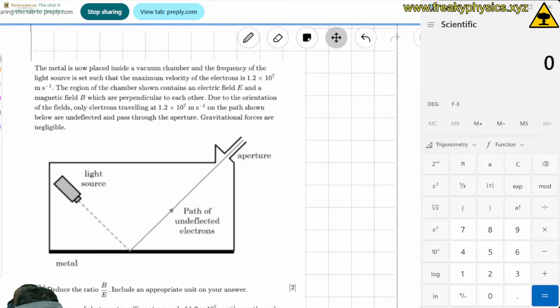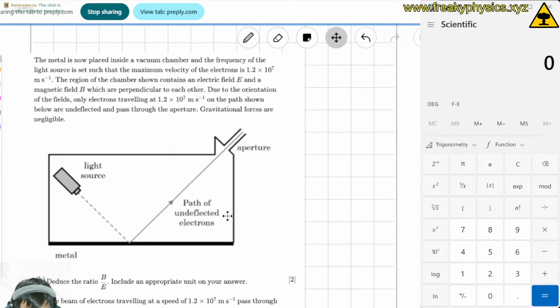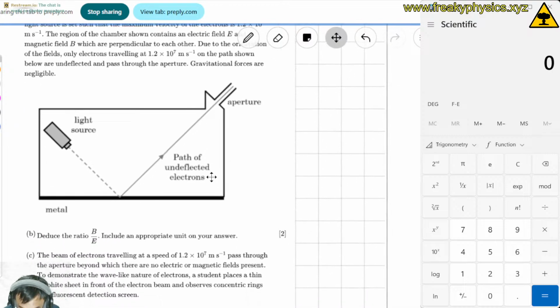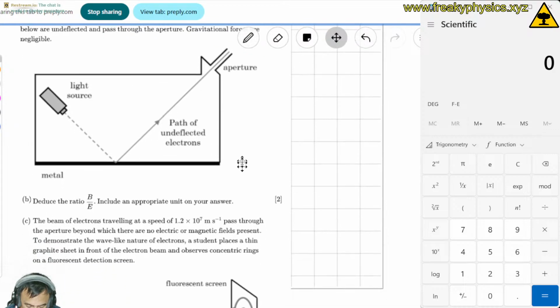Okay, so either way, let's just go through this. Deduce the ratio B to E, wherein B is a magnetic field and E is an electric field here. They are perpendicular to each other. So only electrons traveling at this speed on the path are undeflected and pass through the aperture. Even though this is the photoelectric effect to start with, it's not actually a photoelectric effect problem. This is a magnetic field and electric field problem.